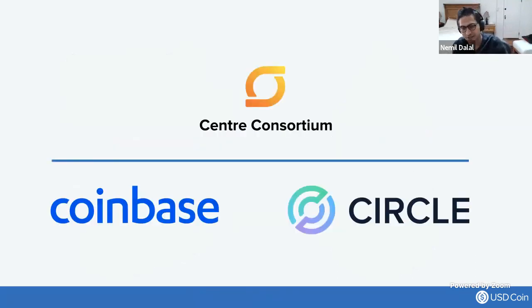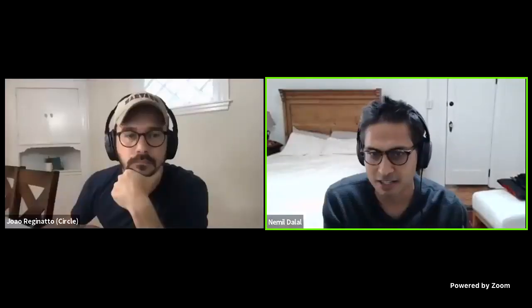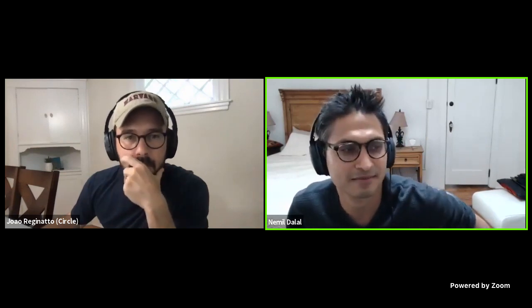Another core differentiator for USDC versus other types of stablecoin is that it's a consortium. Initially it started with Circle. At Coinbase, we work with a number of different partners. The goal over time is that we continue growing this, similar to, let's say, Visa, with a number of different members, all of whom can issue, hold, and participate in USDC. This multi-issuer model is a big part of it, along with the fact that it's transparent and third-party audited, and that we're one of the fastest growing stablecoins.